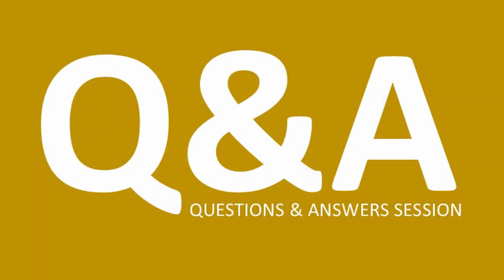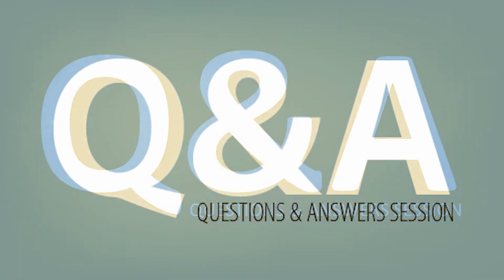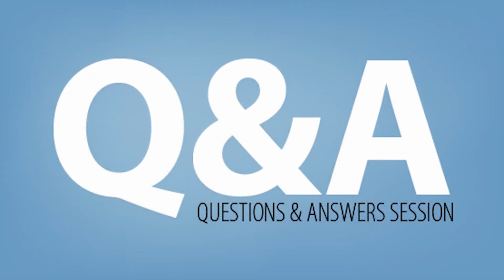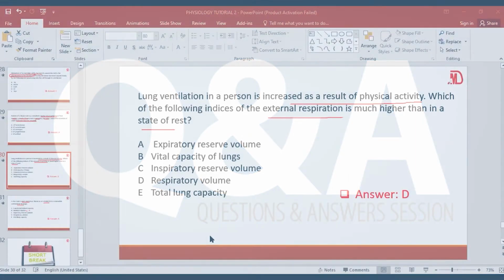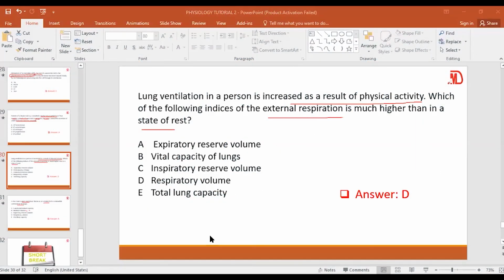For example, when you combine your respiratory volume, your inspiratory reserve volume, your vital capacity, your expiratory reserve volume, when you combine all of these things, they give us the total lung capacity. So basically, that is it. Okay. Thank you.